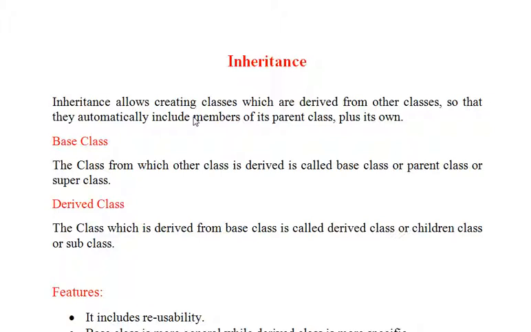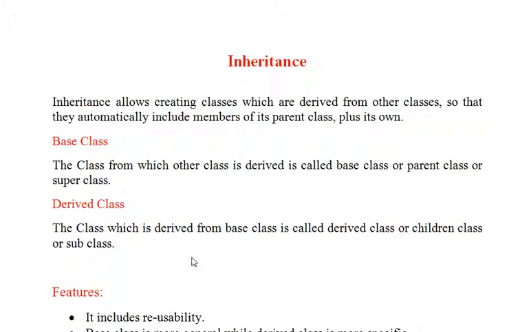With respect to inheritance, we should know two types of classes. One is the base class and another is the derived class. A base class is a class from which other classes are derived. The base class is also called parent class or superclass. A derived class is a class which is derived from a base class, and it is also called child class or subclass.